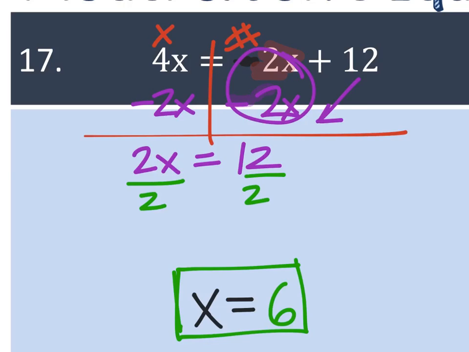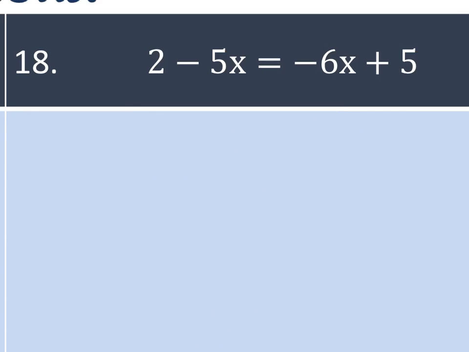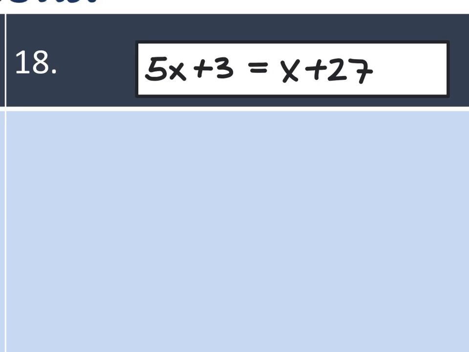You have to have the x's on one side and all the numbers on the other side. But always do distribution and combining like terms first, which is good, because a lot of the problems we're going to see in the future have x's on both sides. All right, so your worksheet shows this. 5x plus 3 equals x plus 27. Again, we're still seeing x's on both sides, so that's not a problem.